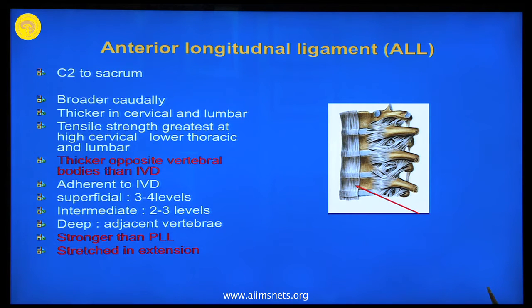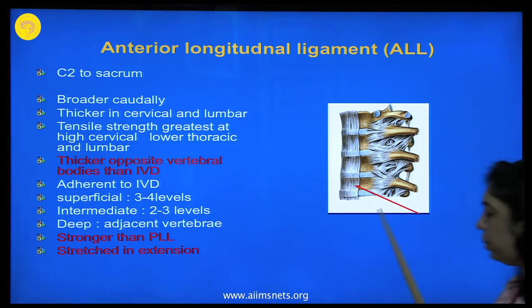The anterior longitudinal ligament is thicker opposite the vertebral bodies as compared to the intervertebral disc, but this ligament has 2 to 3 layers. They are adherent to the intervertebral disc. They are in 3 strata. The superficial stratum connects 3 to 4 adjacent vertebrae, the intermediate connects 2 to 3, and the deep one just connects the adjacent vertebrae.